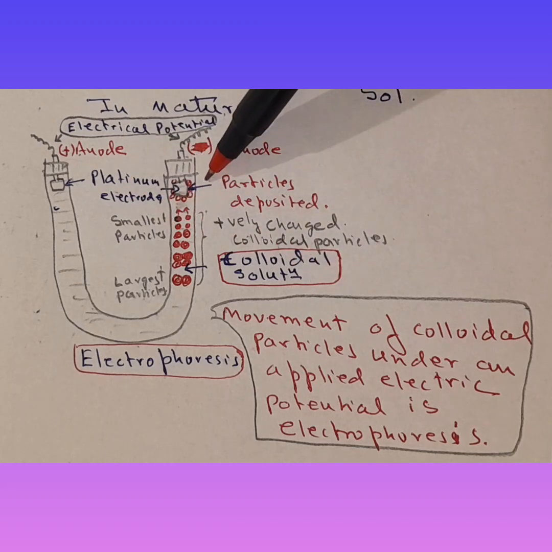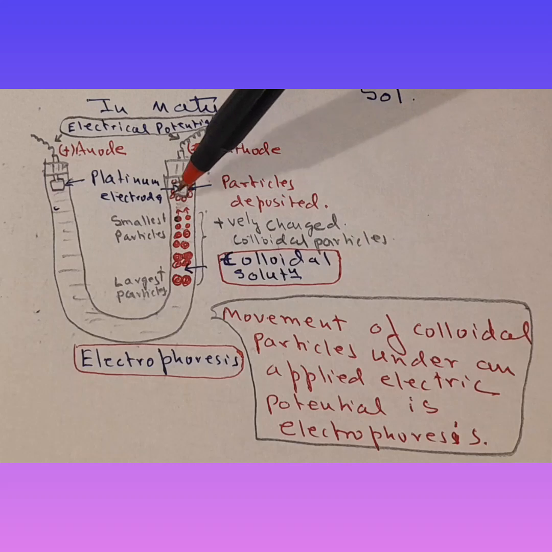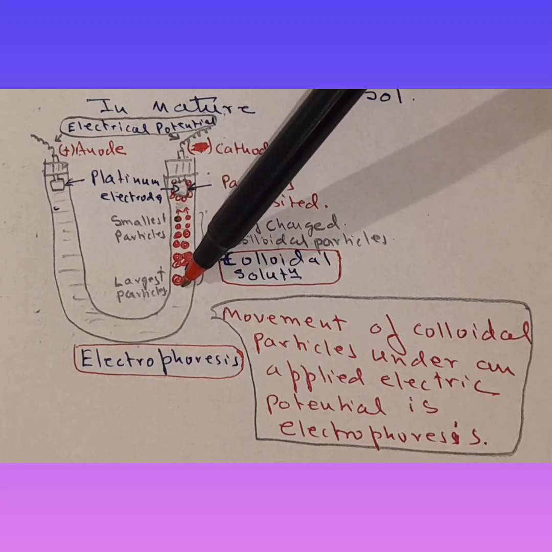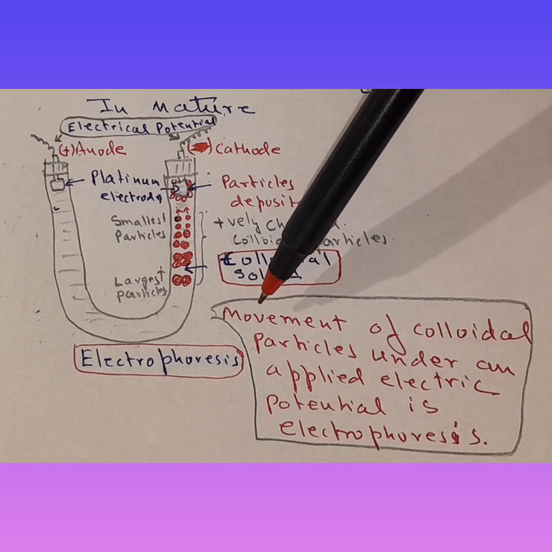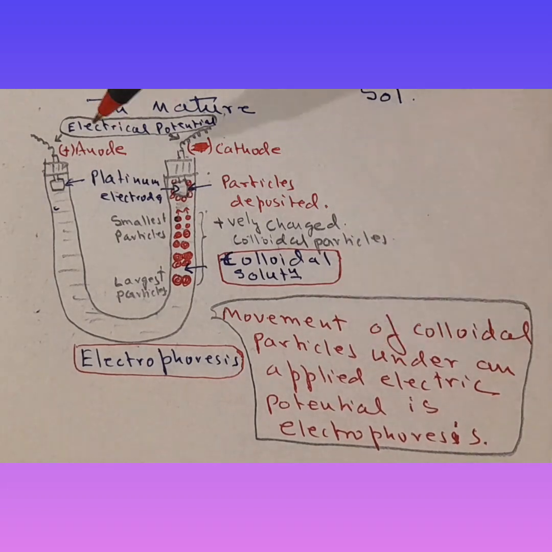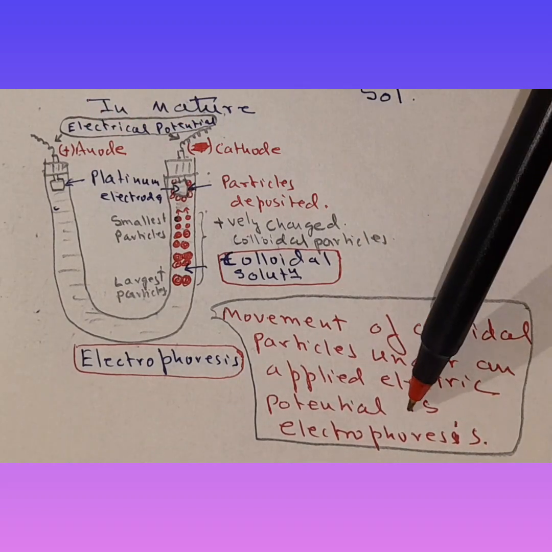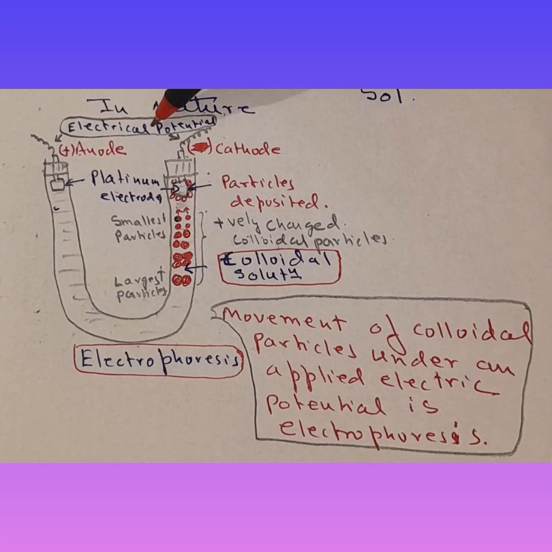And we find that the particles also deposit on the electrodes. The smallest particle would come and deposit on the electrode, and then the layer would be forming. Smallest, then a little bigger, and biggest or largest. Alright, let's see what is scribbled over here. Movement of colloidal particles under an applied electrical potential is electrophoresis.